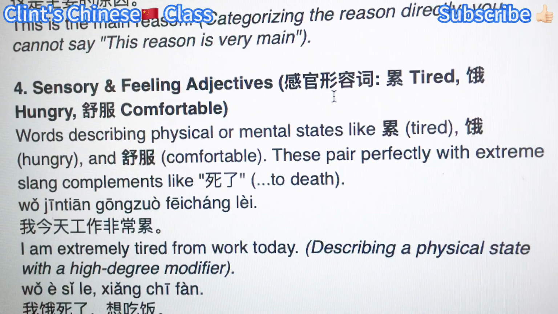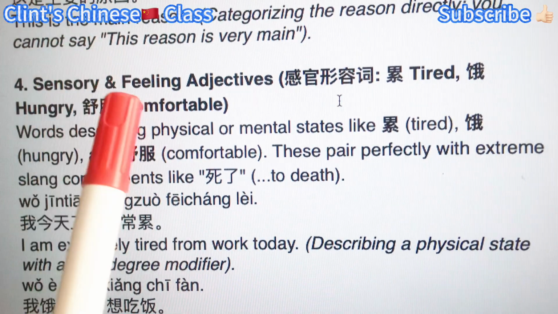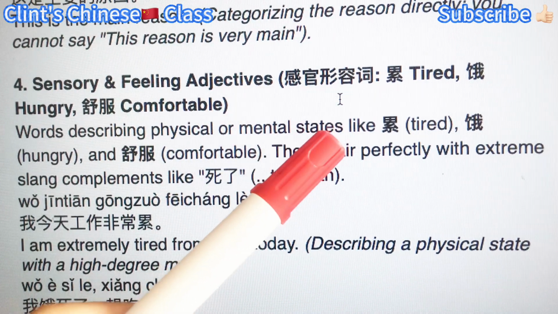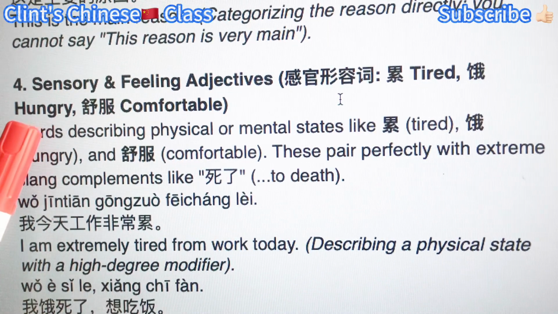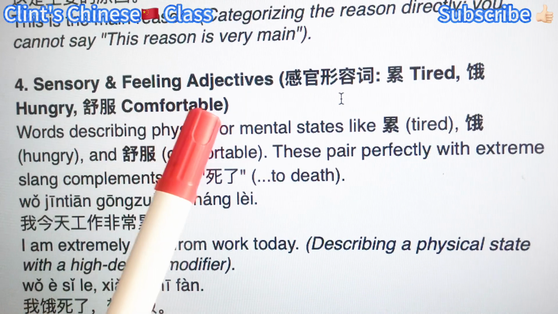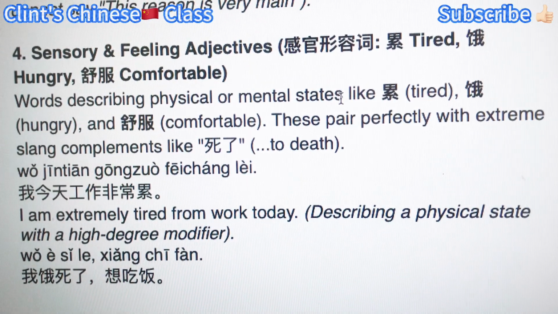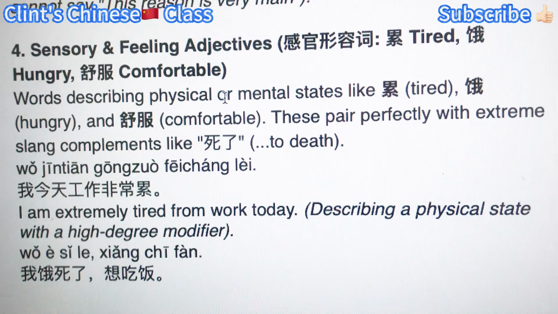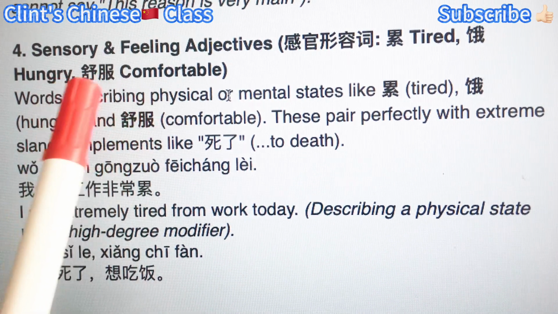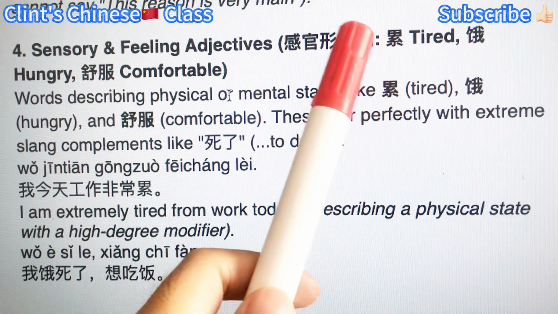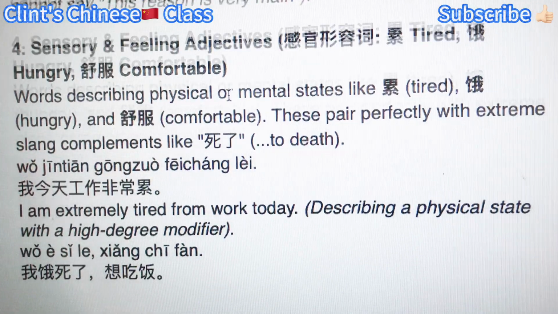Alright, now the fourth type of adjectives, sensory and feeling adjectives. They describe your feelings, right? Like tired, 累, hungry, 饿, comfortable, 舒服. Okay. Here you can use very to describe them, like tired, right? 很累, very tired. 很饿, very hungry.